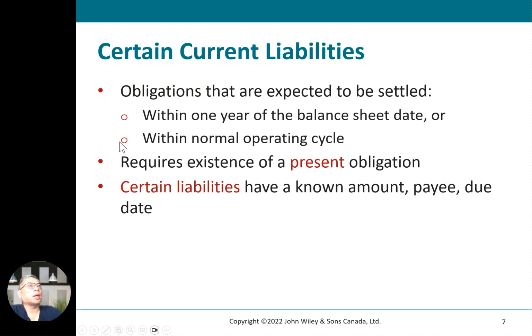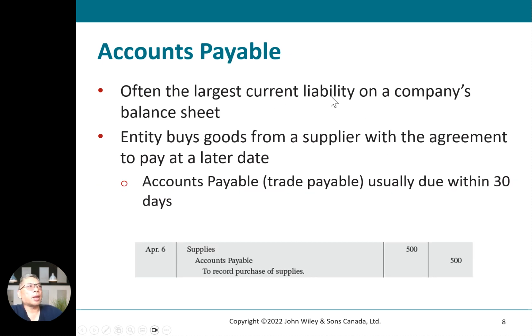What are those? Obligations that are expected to be settled within 1 year of the balance sheet date or within a normal operating cycle. They require the existence of a present obligation. Certain liabilities have a known amount, payee, due date. Accounts payable is often the largest current liability on the balance sheet. For example, a company buys goods from a supplier with an agreement to pay at a later date. Accounts payable trade is usually due within 30 days. Okay, a good example I mentioned in a number of my videos.